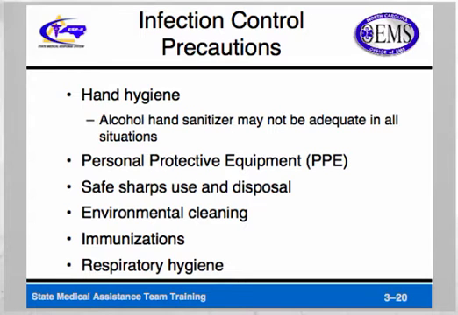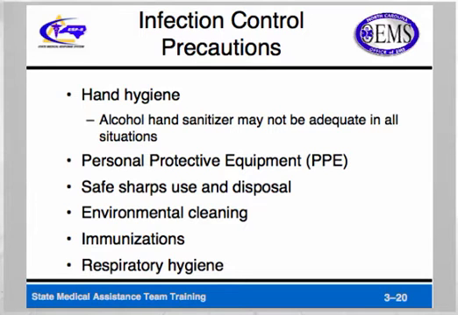Personal protective equipment. The use of physical barriers to protect SMAT personnel from splashes and spills is an important part of standard precautions. These barriers can include protective goggles or face shields, gowns, respirators, or gloves. SMAT personnel should choose PPE based on an assessment of the procedure to be performed and the mode of transmission of the potential agents.